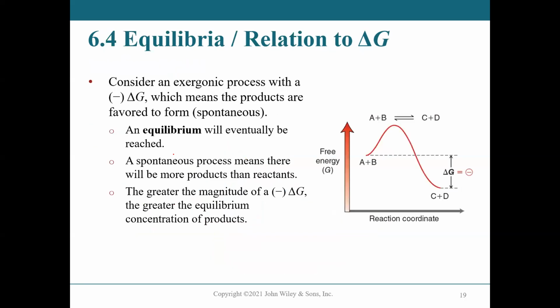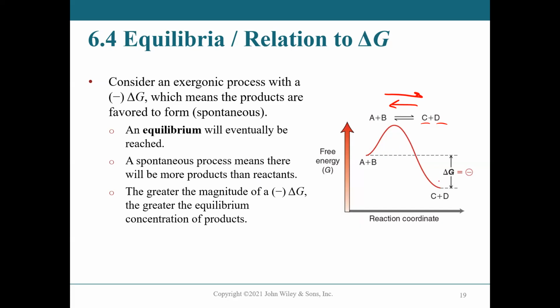This is the exergonic process with a negative delta G. An equilibrium will eventually be reached. That means when an equilibrium is reached, we're not forming any more C and D. We're going back in the reverse direction, equally going into the forward direction. So the reverse and the forward directions are equal at equilibrium.